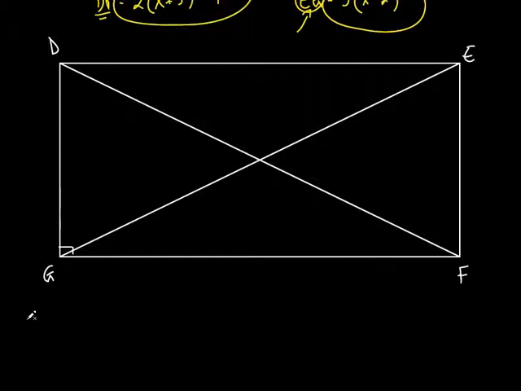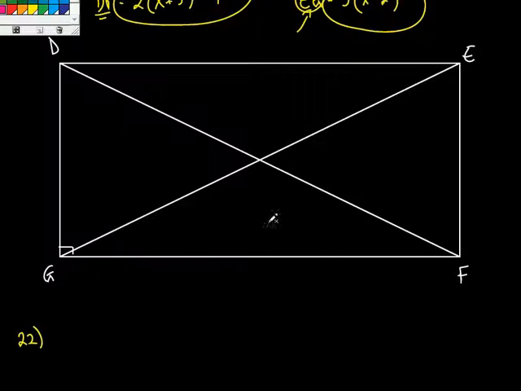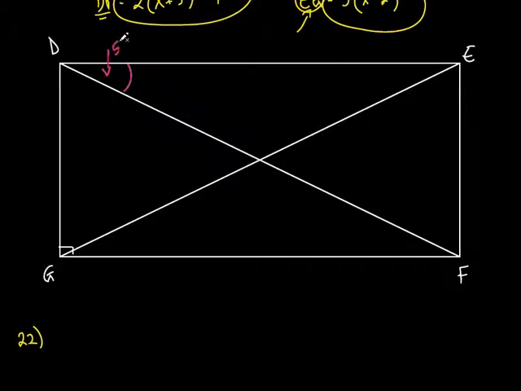Let's look at number 22. Let's go a different color. It says angle EDF. Let's take a look at this. Where is EDF? Here's E, here's D, and here's F. So which angle is it? It's just this little skinny one right there. That's EDF. And it says that angle right there is 5x minus 3.